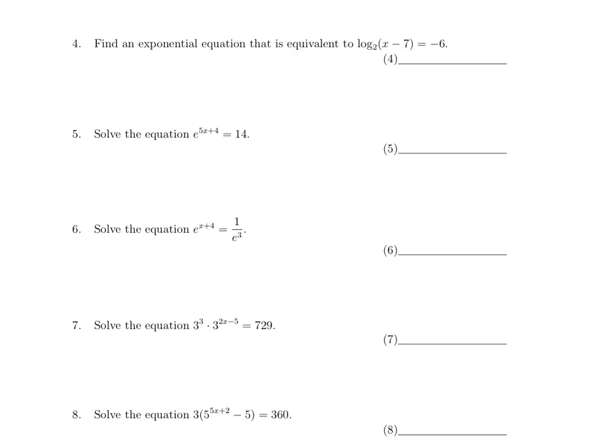Well, we can see that this is a base 2 logarithm, and so it's going to be equivalent to a base 2 exponential equation. So it'll be 2 to the something equals something. And the x minus 7 becomes the output of the exponential, and the negative 6 becomes the input. And so I'll say 2 to the negative 6 equals x minus 7.